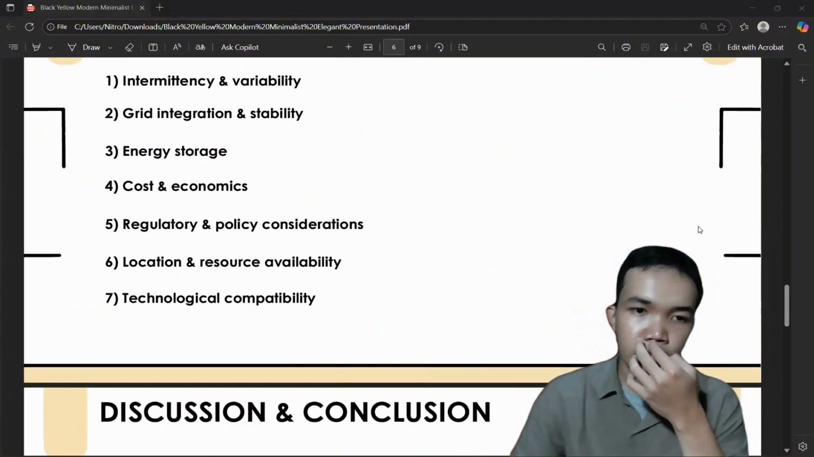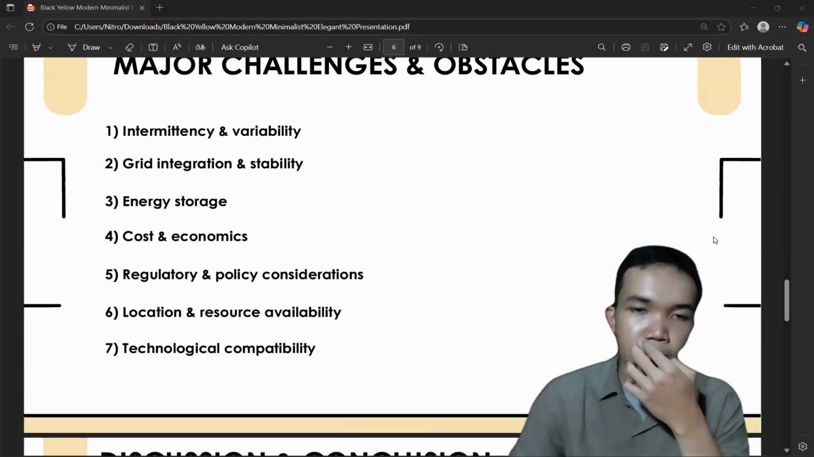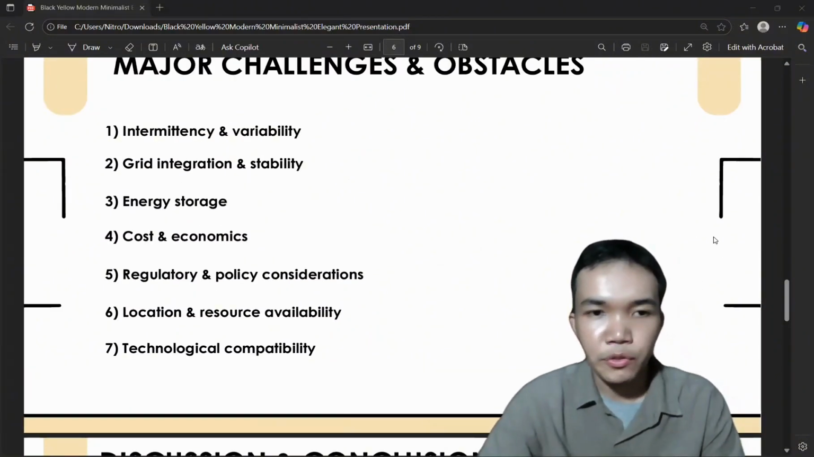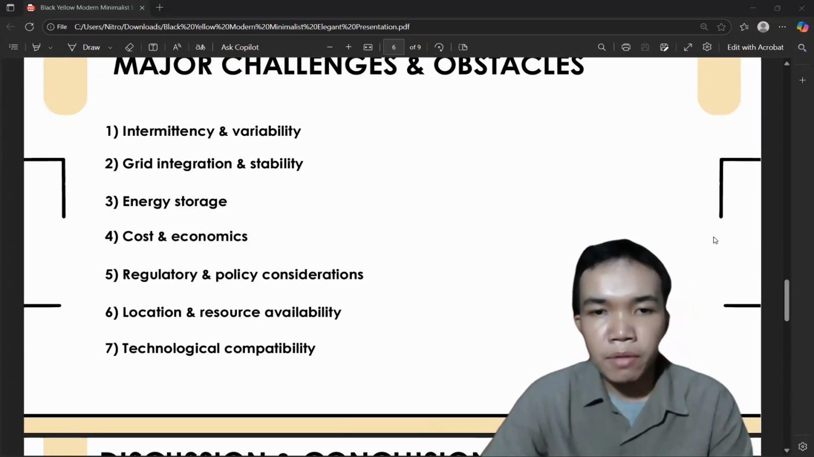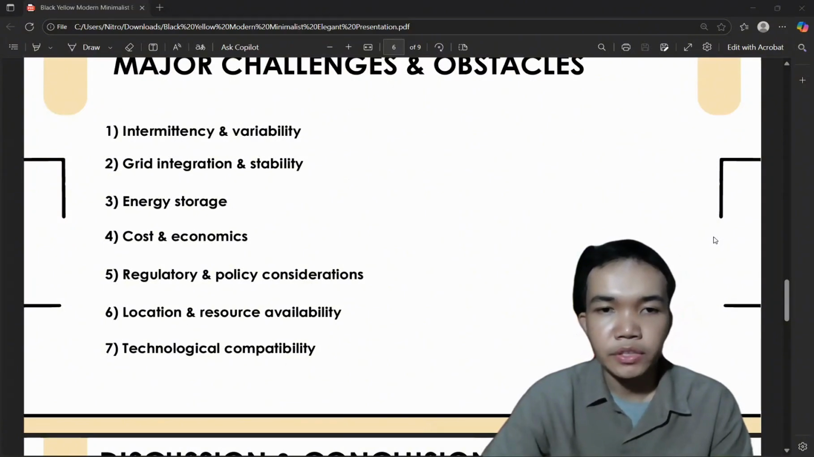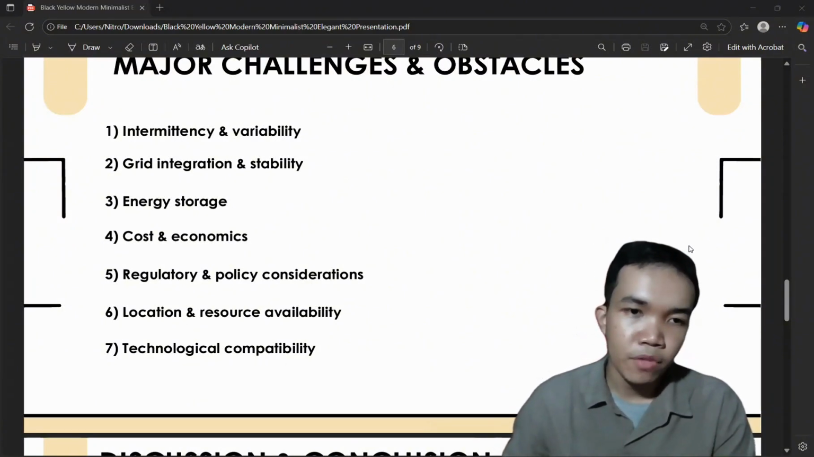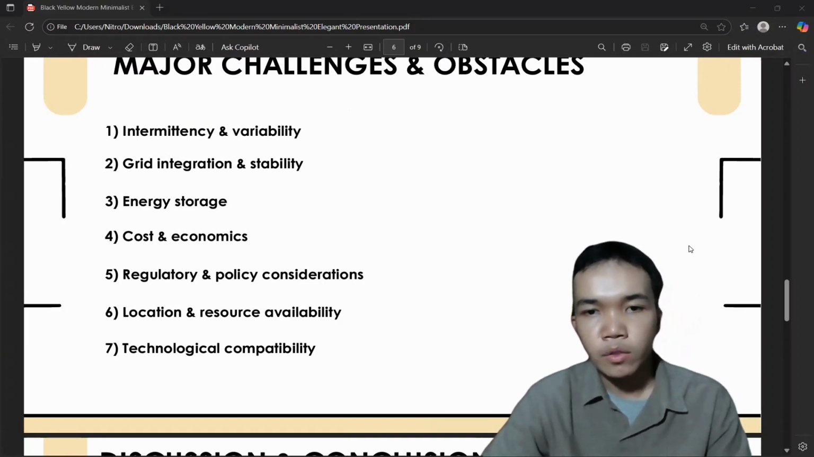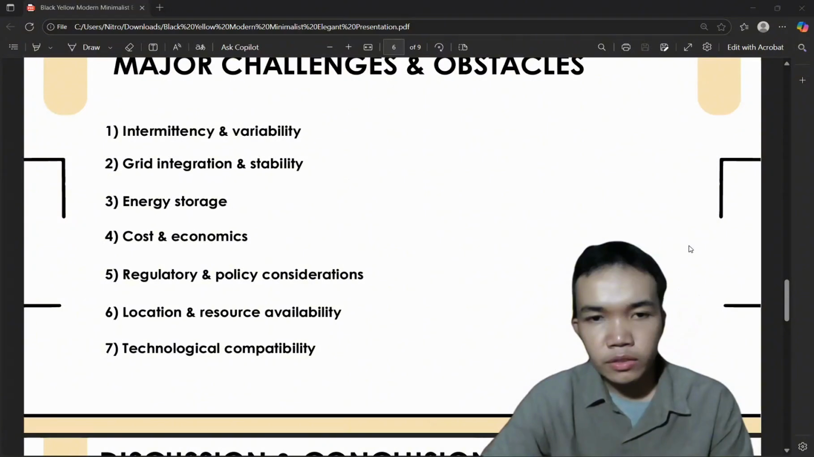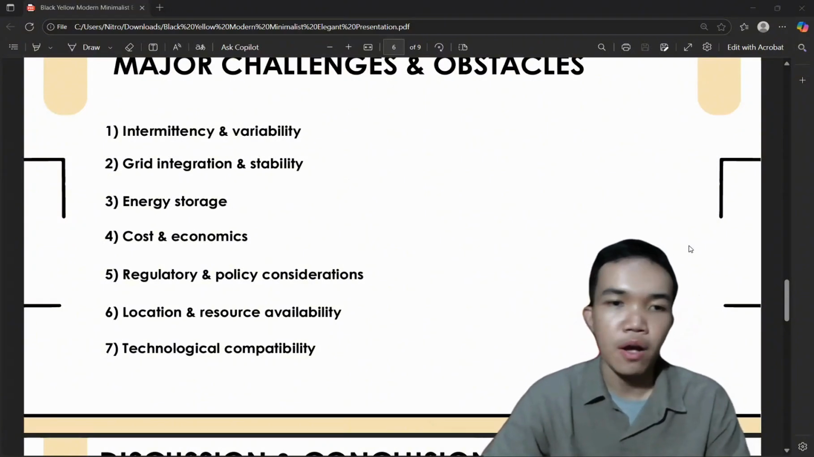The first, intermittency and variability. Because a lot of renewable energy sources, including wind and solar energy, are inherently intermittent and variable, which means that the amount of energy produced varies depending on the time of day and the weather. And second, grid integration and stability. Because this has system-wide consequences and often requires costly operational changes or infrastructure upgrades.